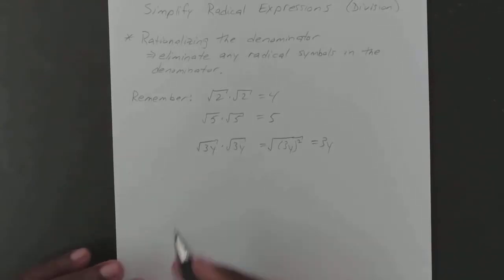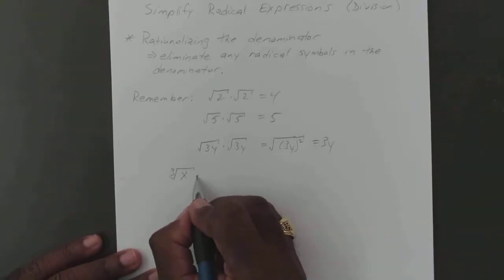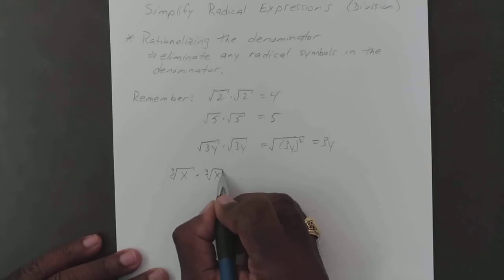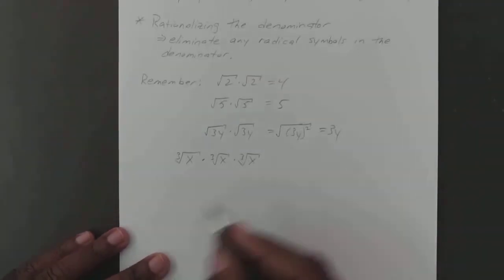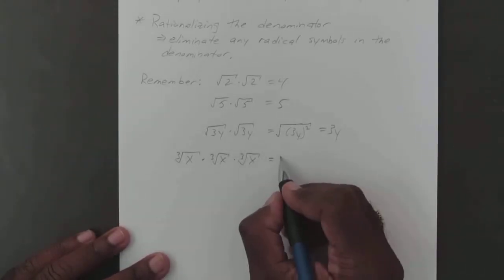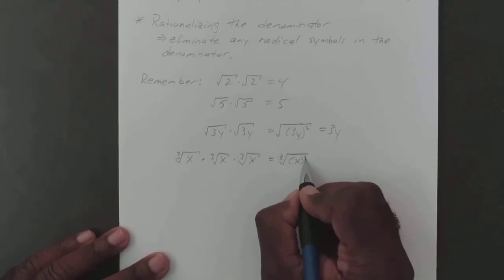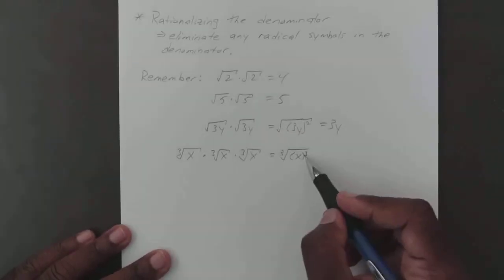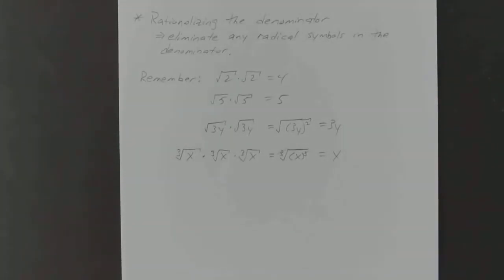Even if you have, let's say, cube root of x times the cube root of x times the cube root of x, that would actually equal the cube root of x to the third once you multiply all those together, where this cancels out and you end up with just x. So we're going to use that to get rid of the root symbols or radical signs in the denominator.